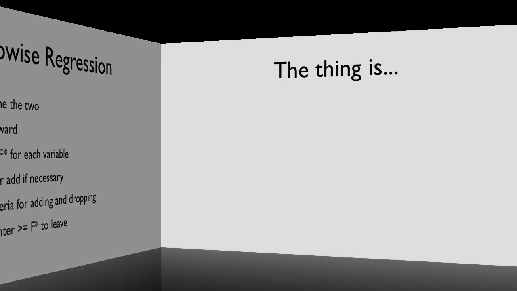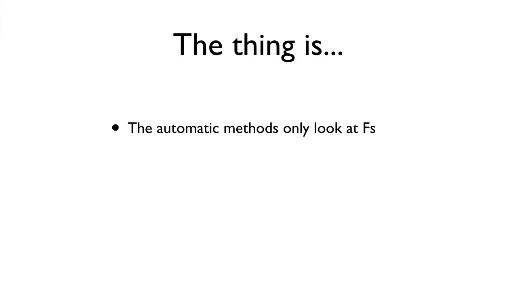See, the thing is, the automatic methods look only at these F's. They're looking simply at R squareds. They don't look at residual plots. I bet there are now algorithms that do this, I just don't know of them. But forward selection, backward selection, and stepwise, which are the most common ones you hear about, don't look at residual plots.